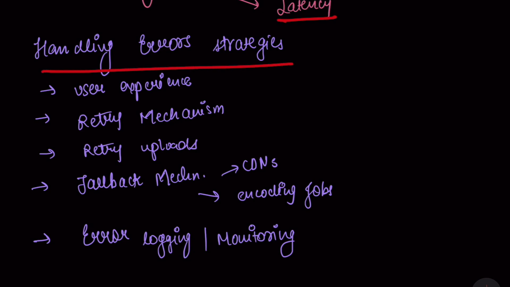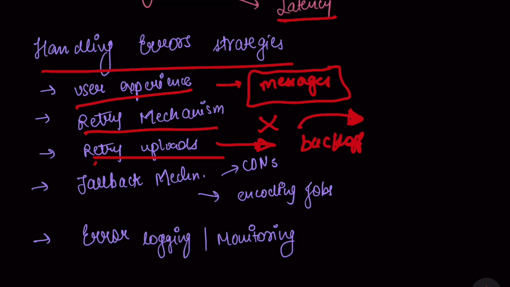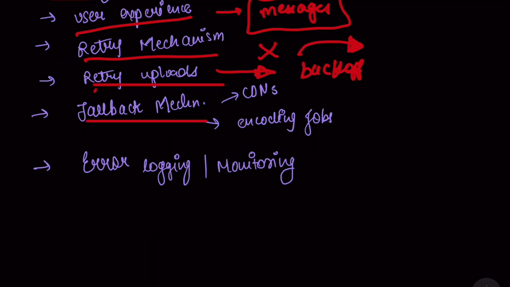For it, we are going to have error strategies. First of all, we are going to have the user experience, which will display meaningful messages to the user when specific features are temporarily unavailable. We can even have a retry mechanism. So if an API call fails due to a temporary issue, the system should automatically retry after a delay. And for services such as video upload, the retry should be handled using backoff strategies to avoid overloading the system with continuous requests. Then we are also going to have the fallback mechanism in here.